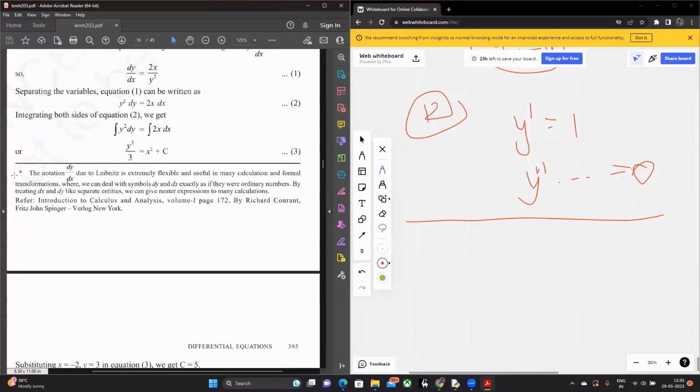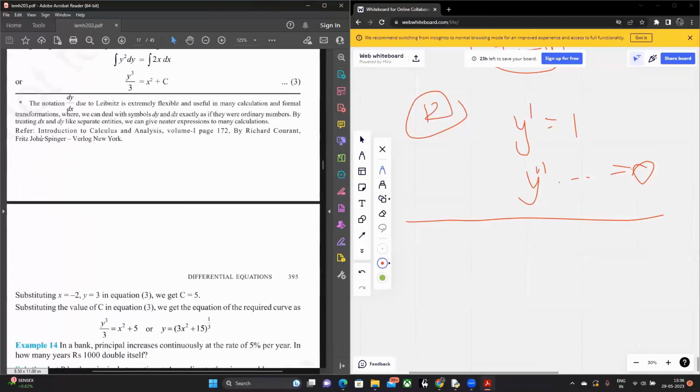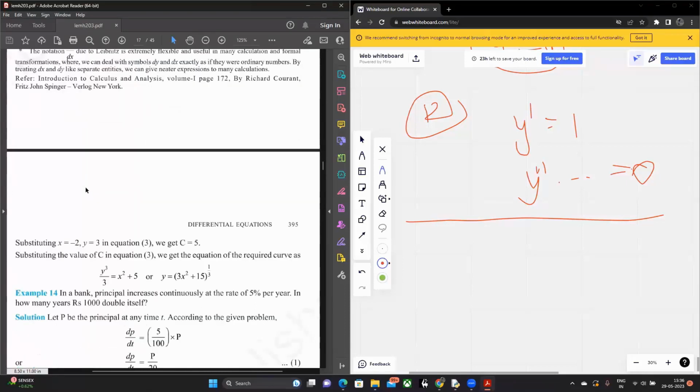Okay. This note is just a history, where you are given what this notation given by dx is important for, right? It was introduced by Leibniz, and it's used in many calculations and formal transformations where we deal with symbols divided by dx exactly as if they were ordinary numbers, because they are infinitesimal quantities, but they are also real and not something like an infinity which is not quantifiable, right? They are also ordinary numbers, but very infinitesimal. They are not exactly x and y, but they are separate entities, and you can treat them as separate variables.